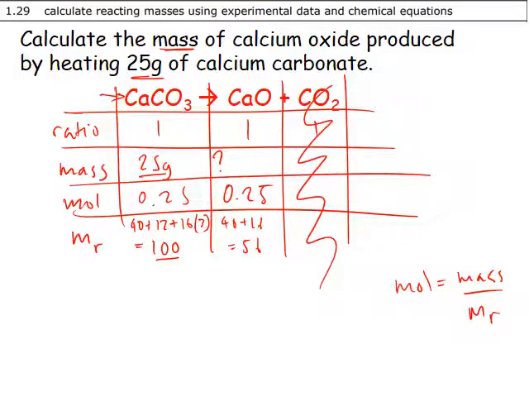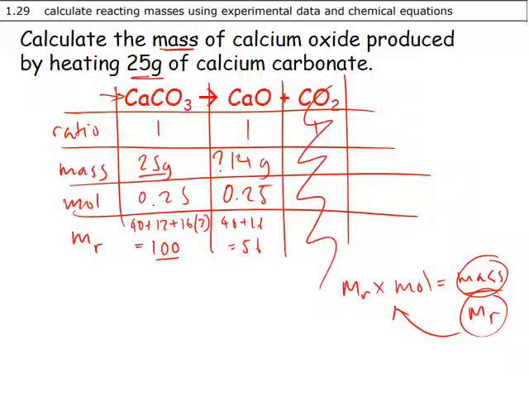Now to work out the mass, we need to rearrange this equation. If we divide MR over to the other side, it's going to reverse the function, so it becomes times MR. So MR times mol, times these two together, we're going to get the mass, which is going to be 14 grams. And that sounds about right.